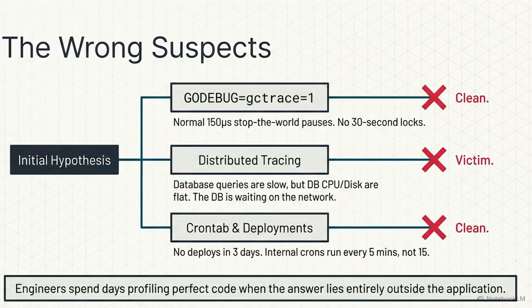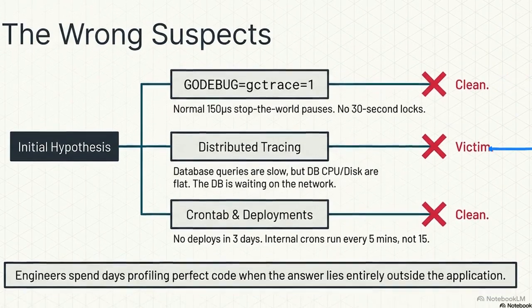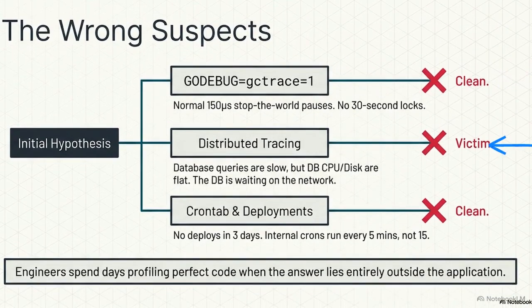This flowchart tracks the initial investigation. The first suspect, garbage collection, but traces showed normal microsecond pauses, no 30-second locks. Distributed traces revealed the database was flat, just waiting on the network. Deployments and internal cron jobs were also clear. The internal application environment was completely clean.